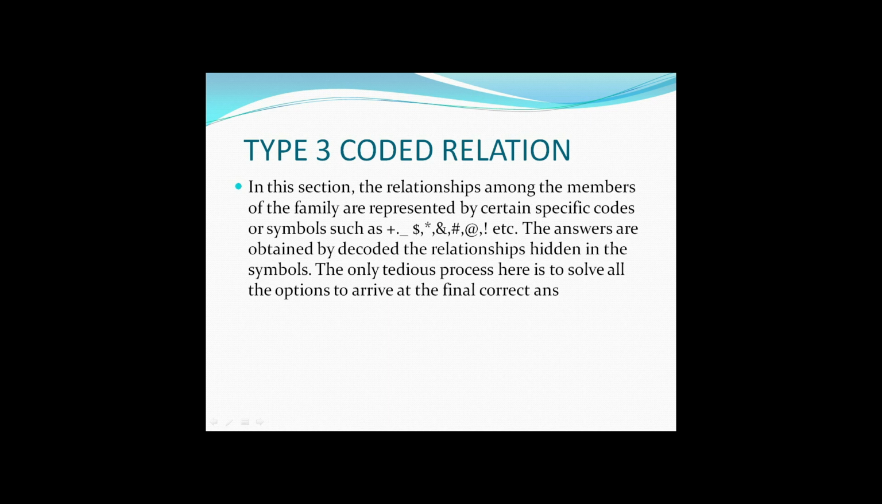In this section the relation will be coded in terms of symbols, specific codes like it is mentioned: plus, dot, parenthesis, dollar, asterisk and hashtag, @ and many more symbols or specific codes, and you have to decode those relations hidden in the symbols.